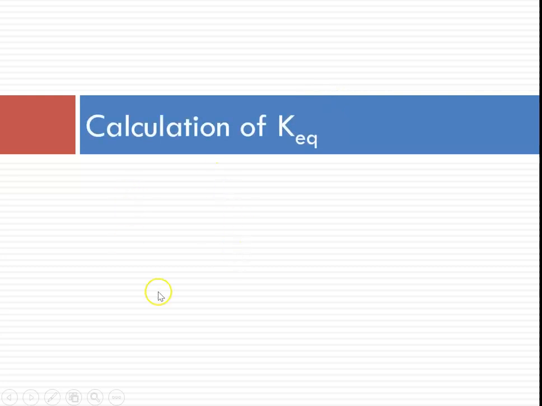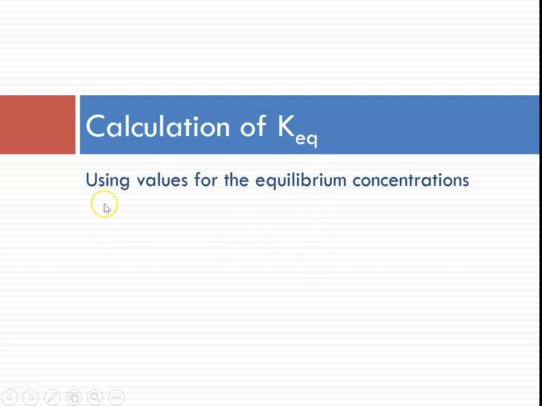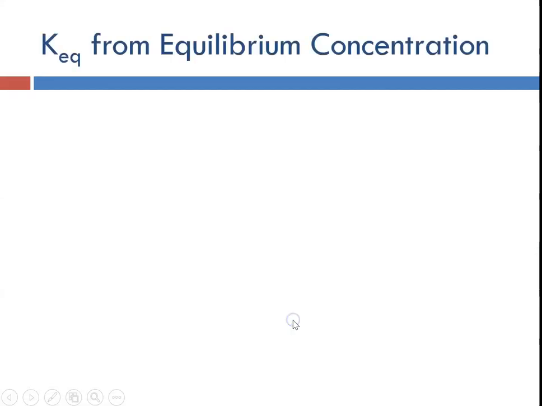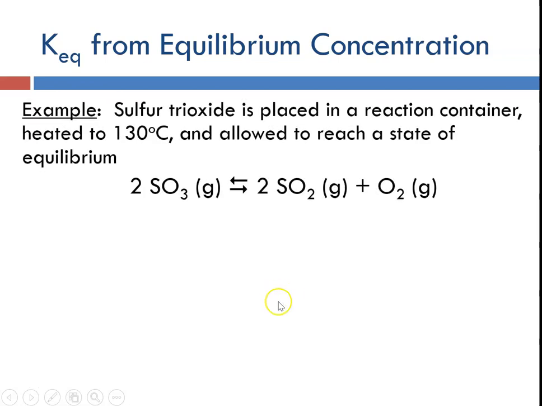We are in Chapter 18, so this is Chapter 18, Part 2, and we are going to talk about the calculation of the equilibrium expression, the KEQ, and we're going to use values for the equilibrium concentrations of reactants and products. So KEQ from equilibrium concentration.